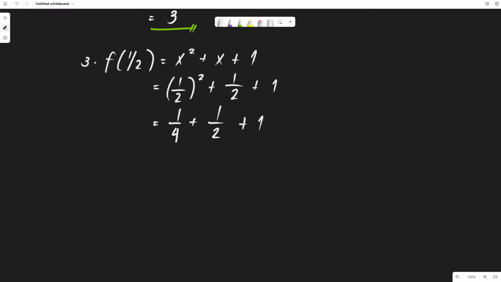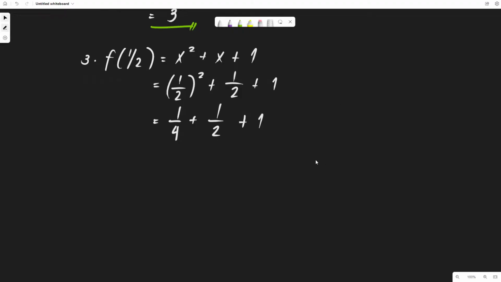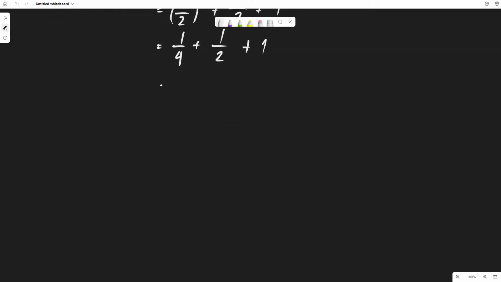Plus 1 half plus 1. Okay, remember, going back to our elementary mathematics, we cannot combine fractions with different denominators. So we need to make these terms have the same denominator. What I will do is, since 1/4 is the biggest, that is our least common denominator, or LCD. So we have 1/4 plus 1 half.